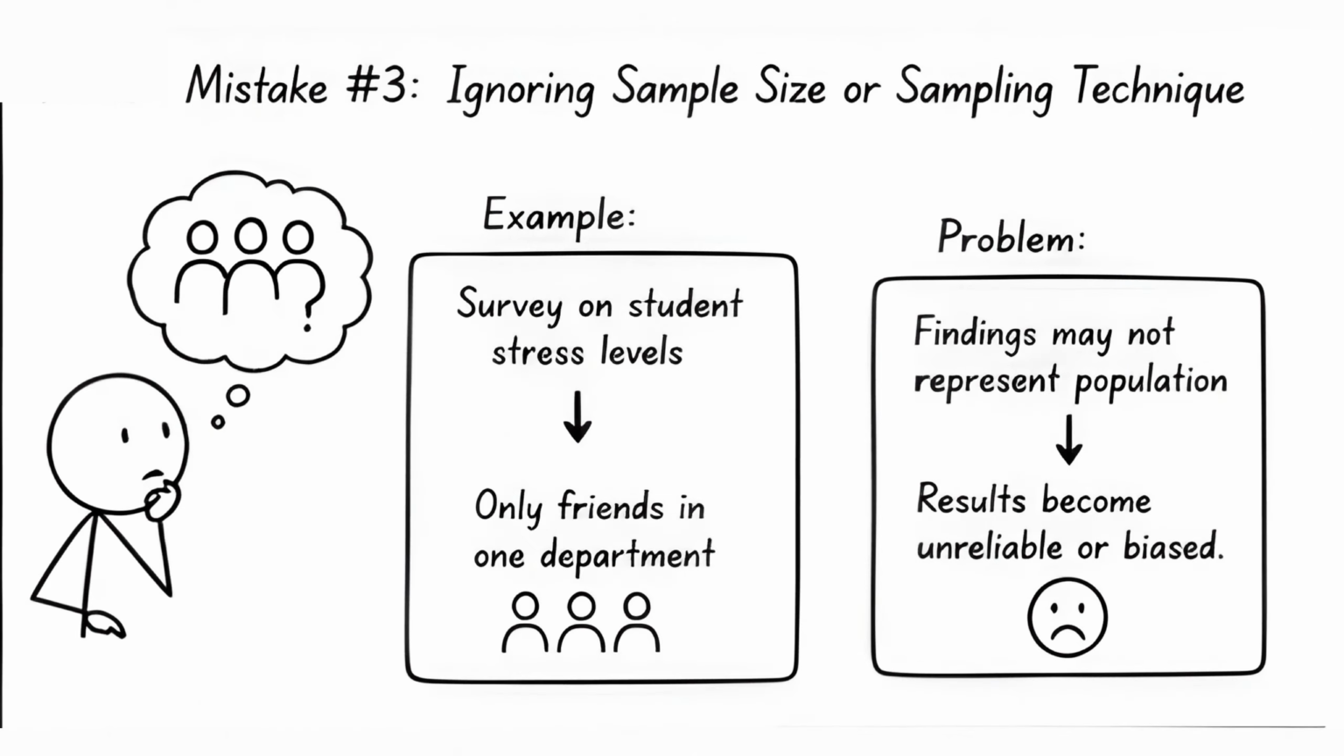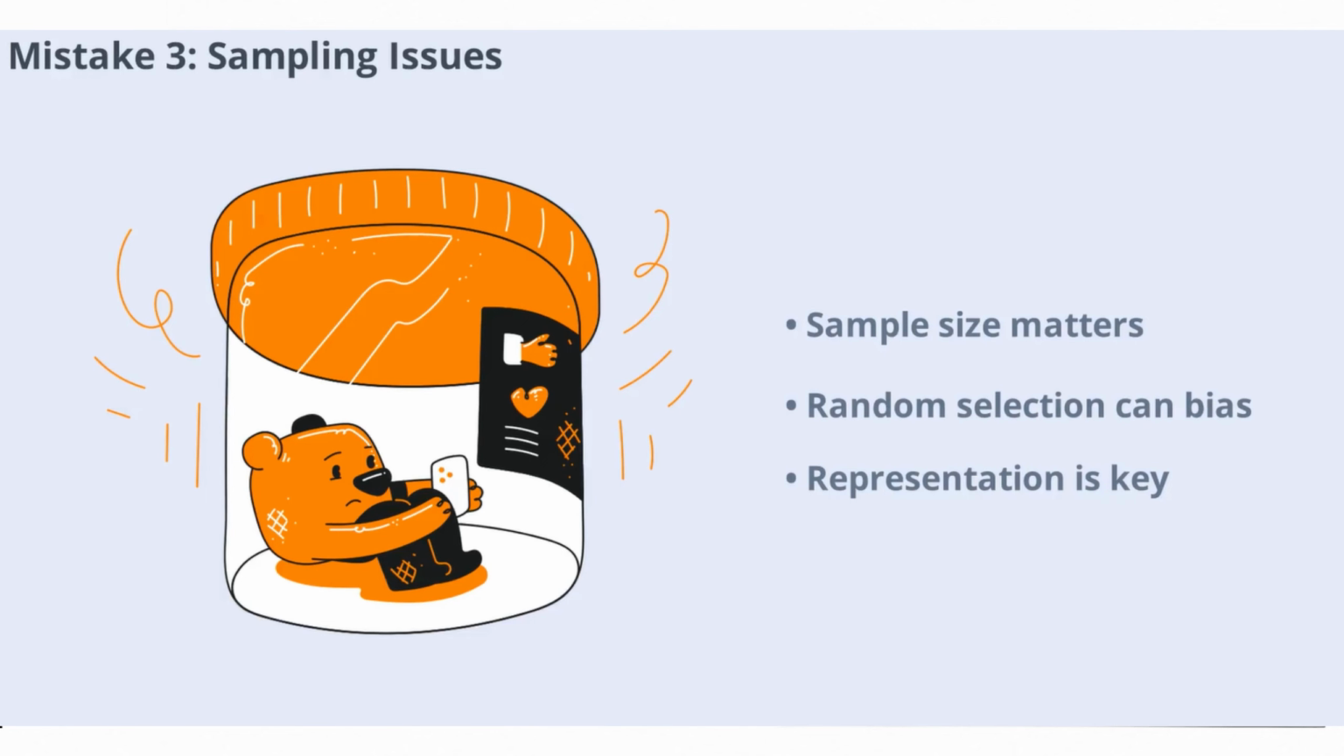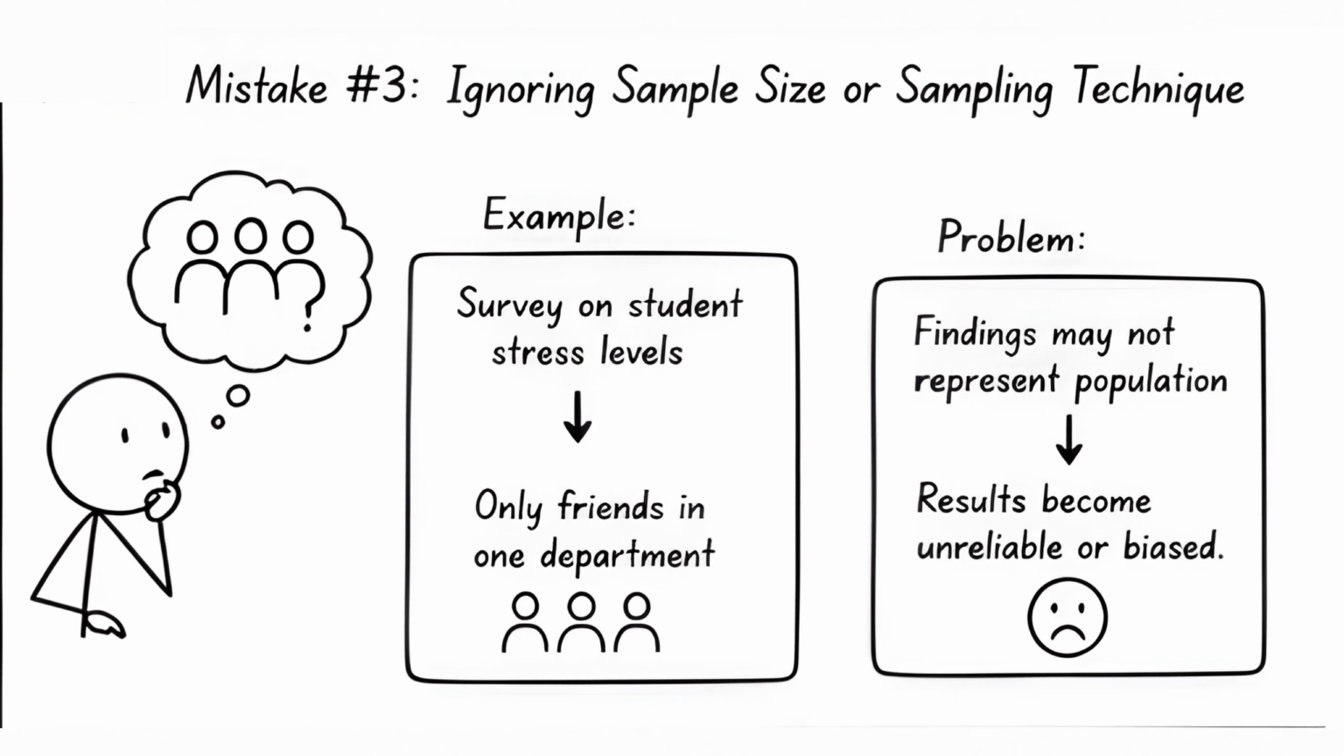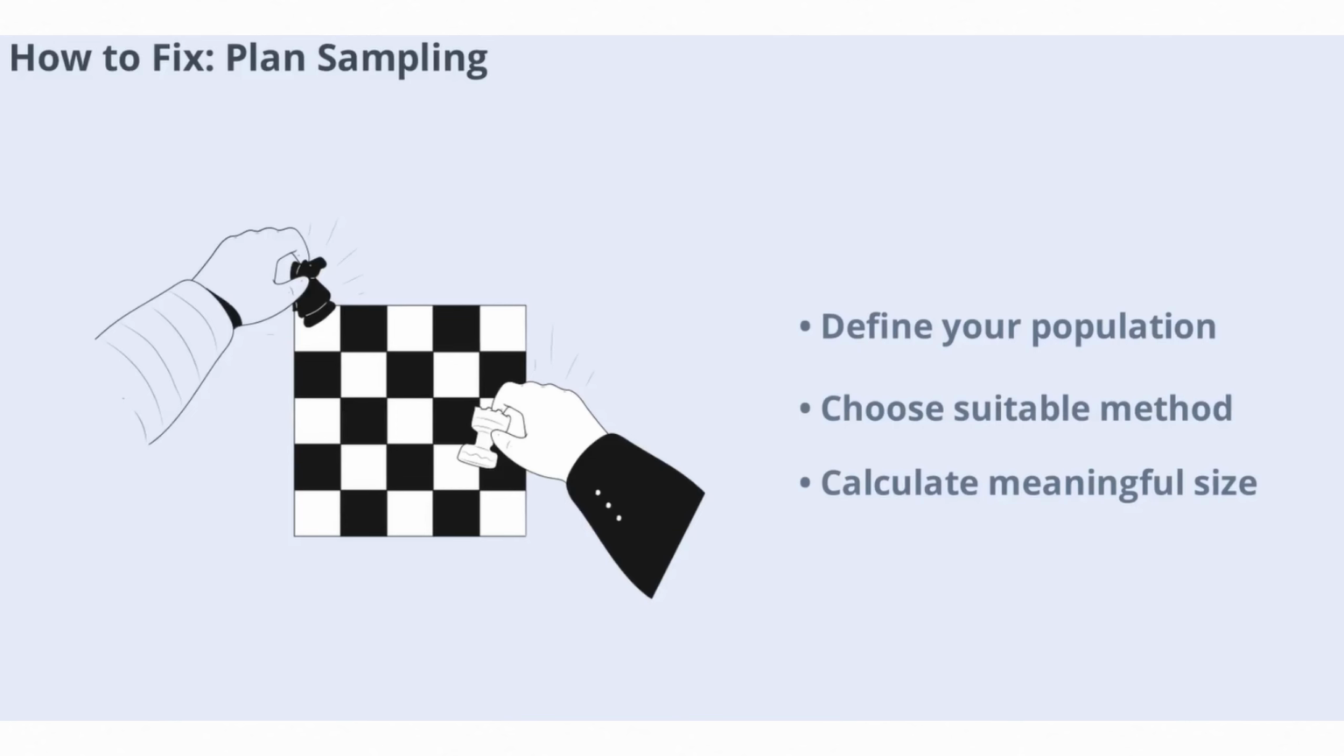And then the third mistake is not considering sample size or sampling technique. Many students ignore sample size or choose participants randomly without even thinking about representation. For example, conducting a survey on student stress levels, but you're only asking your friends in one department. This is really a problem because your findings may not represent the population, and this will make your results very unreliable or biased. So the best solution here is to always plan your sampling carefully.